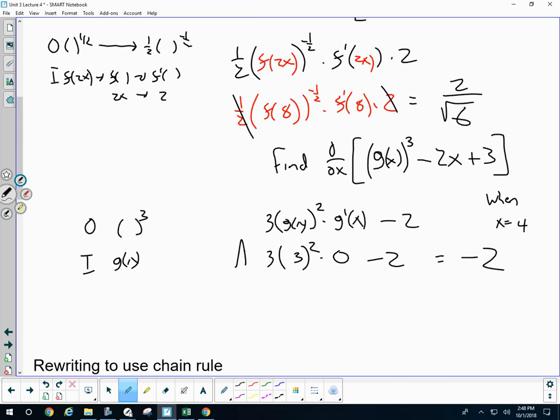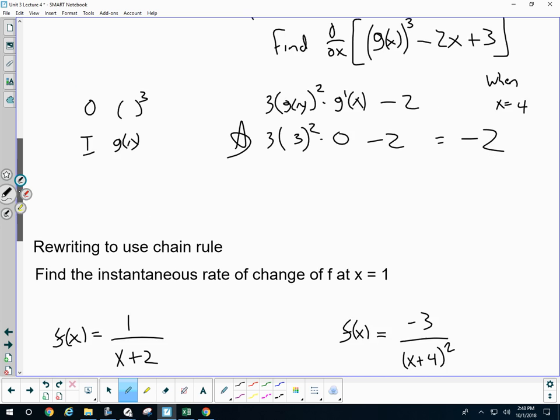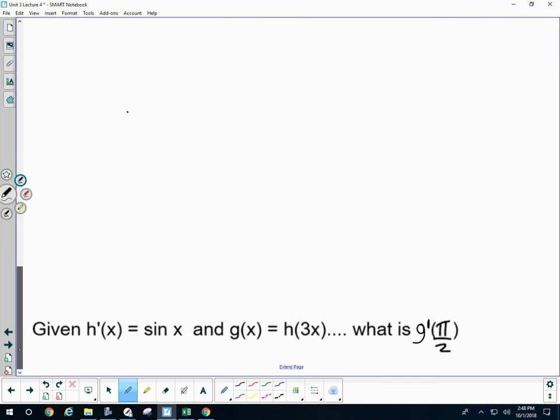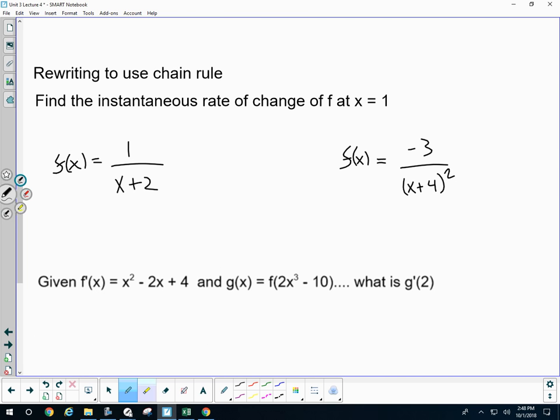But we should be able to get those values. I will finish off the notes in a second.